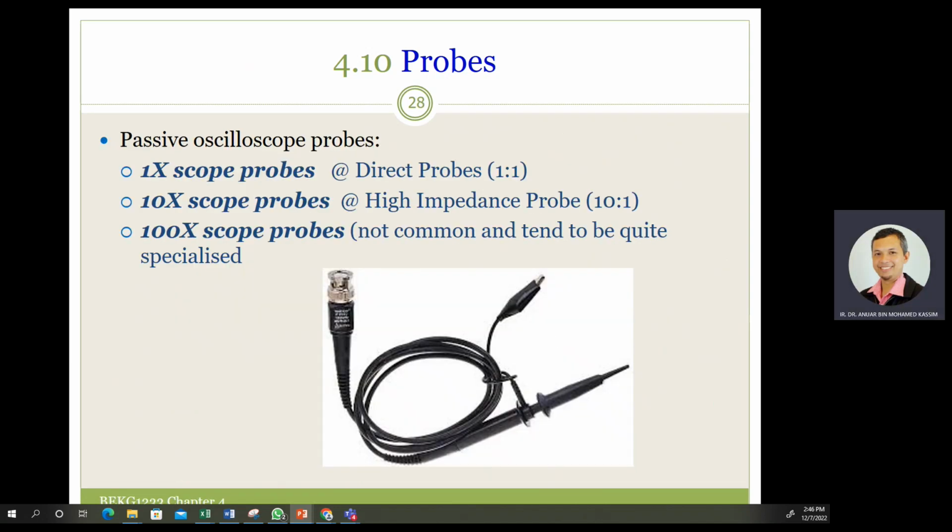Okay, there are sometimes passive probes, for example the one times scope probes. This is the direct probe, with a 1/1 ratio. And there are also the high impedance probes, the 10 times scope probes, and also 100 times scope probes, but this one is not common and tends to be quite specialized. Okay, so these are some of the specifications of the probes.